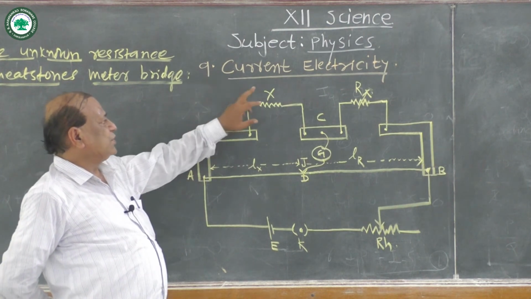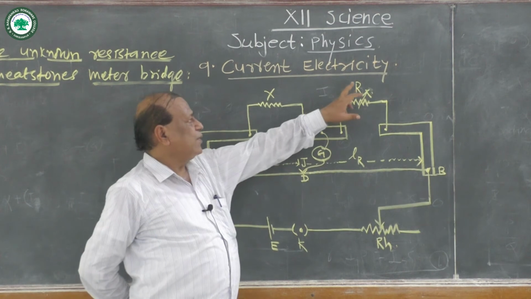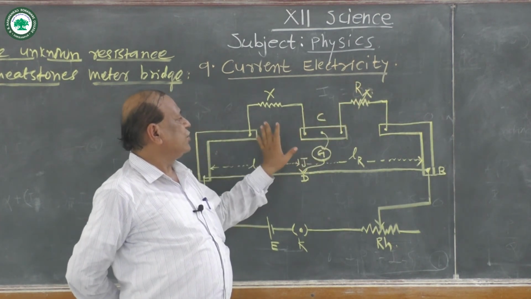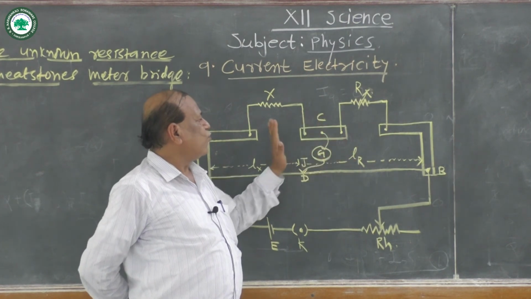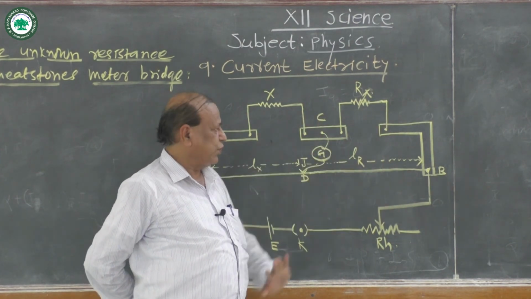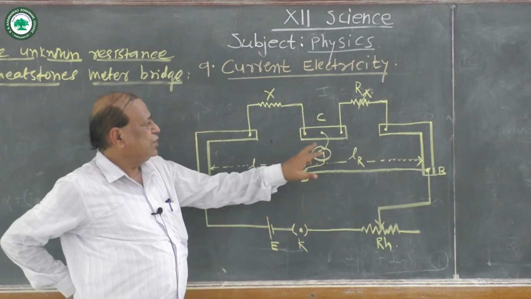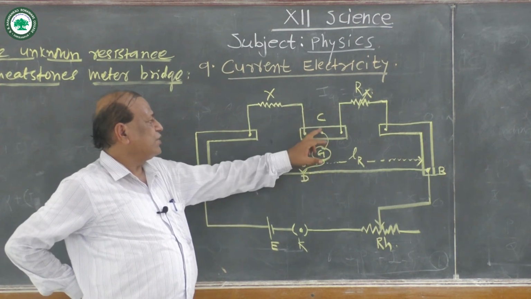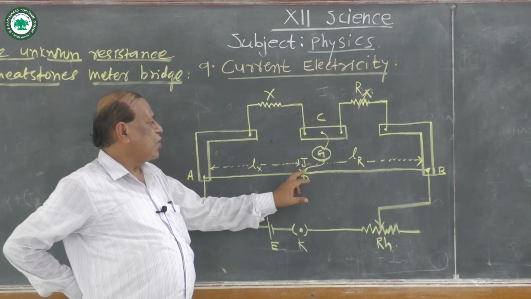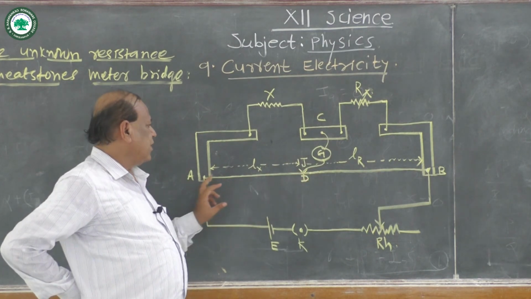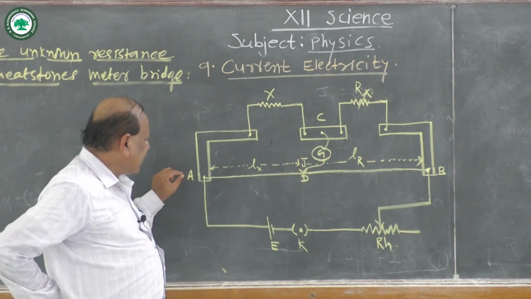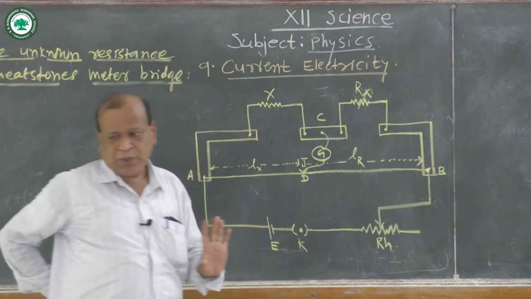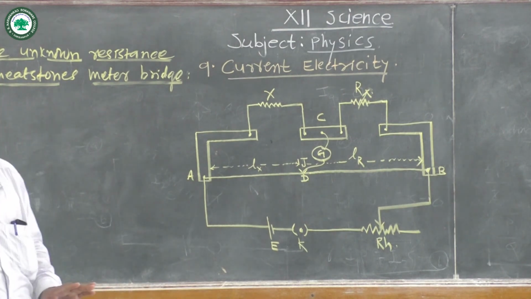Now unknown resistance X and variable resistance, that is resistance box, are connected in these two gaps, gap 1 and gap 2 respectively. Now galvanometer G is connected between this point C and jockey J. That jockey J can be slid on this wire AB. How to make the experiment here?